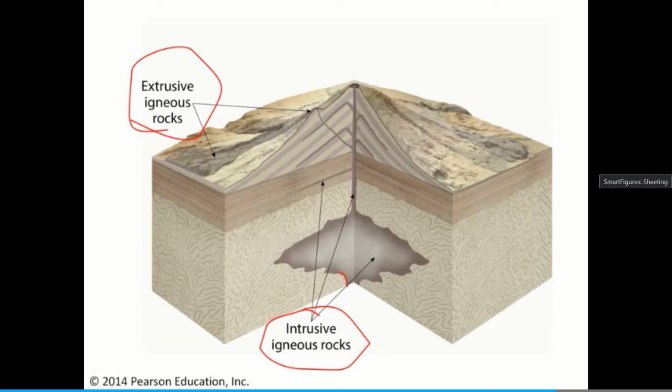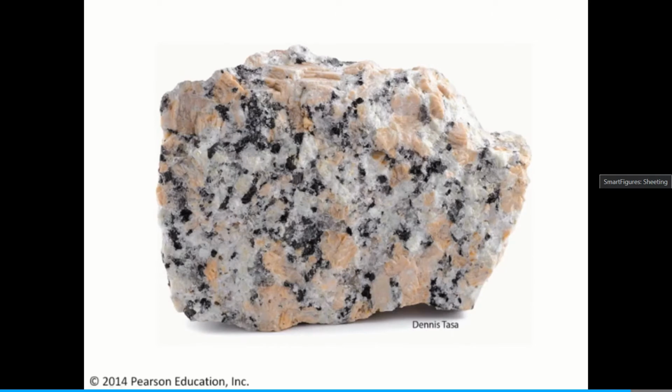Hopefully you said the intrusive igneous rocks because they form deep underground under confining pressure. The extrusive igneous rocks wouldn't work because they form at the Earth's surface, so there's no reason for them to expand when they're exposed at the Earth's surface. It's only the intrusive igneous rocks that basically form at depth and then will expand when they're brought to the surface. So an example of an intrusive igneous rock would be a granite.